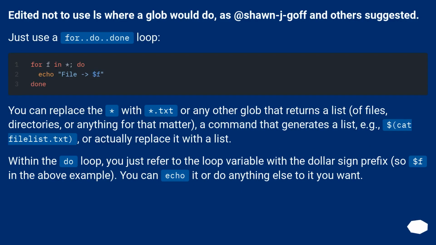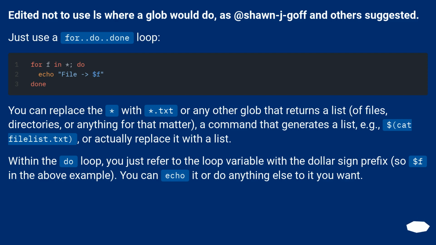Edited not to use ls where a glob would do, as Sean J. Goff and others suggested. Just use a for...do...done loop. You can replace the *.txt with *.text or any other glob that returns a list of files, directories, or anything for that matter, a command that generates a list, for example $(cat FileList.txt), or actually replace it with a list.